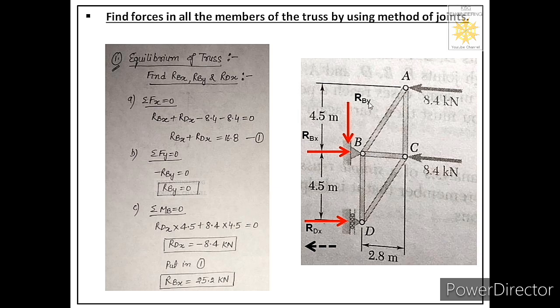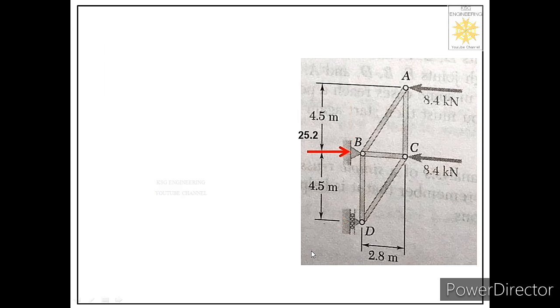So we have concluded that Rby is 0, Rbx is 25.2 kilonewtons, and Rdx is acting towards left and its magnitude is 8.4 kilonewtons. So let us correct these reactions. We have replaced the notation Rbx by its magnitude, that is 25.2, and we have reversed the direction of Rdx. We have shown it now towards left and we have labeled its magnitude as well, and we have eliminated Rby.